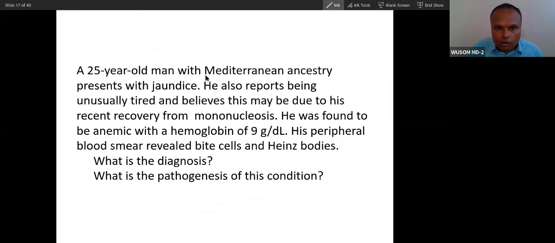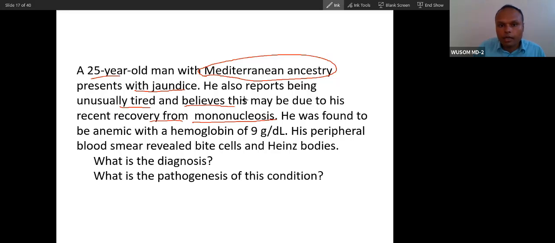Mediterranean ancestry. So this ancestry is very important. And the age of the patient is also important. The patient with jaundice also reports being unusually tired, and believes this may be due to his recent recovery from mononucleosis. Infectious mononucleosis is also one of the aggravating causes of this disease.